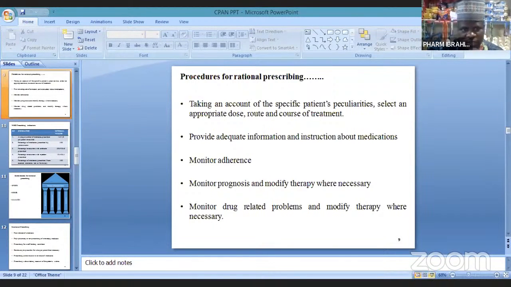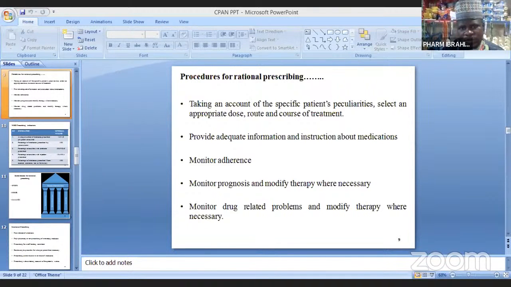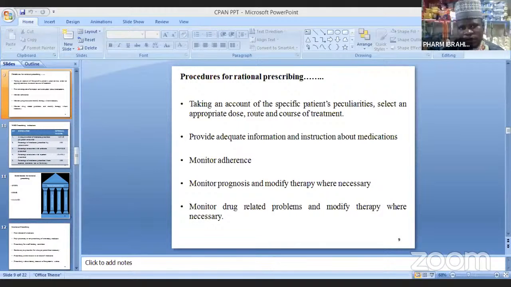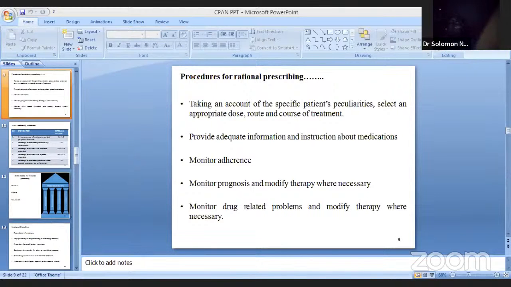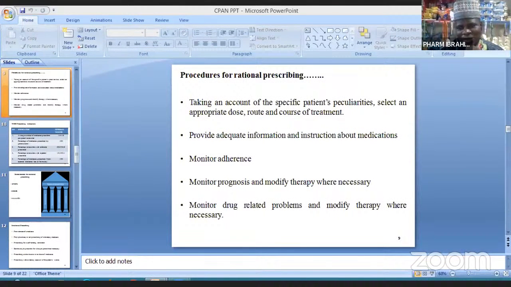So is it still static? No, I can see another one now. Okay, is it moving now? Yes, it's moving. Exactly, I saw another one. Okay. Procedure for rational prescribing. So it should move to the next one. You move to the next slide for them to authenticate. Let him click on slideshow. I have clicked on Dr. Ibrahim, please. Prescribing practices. I'm on prescribing practices. Is it moving now, or is it still static? It's still static.